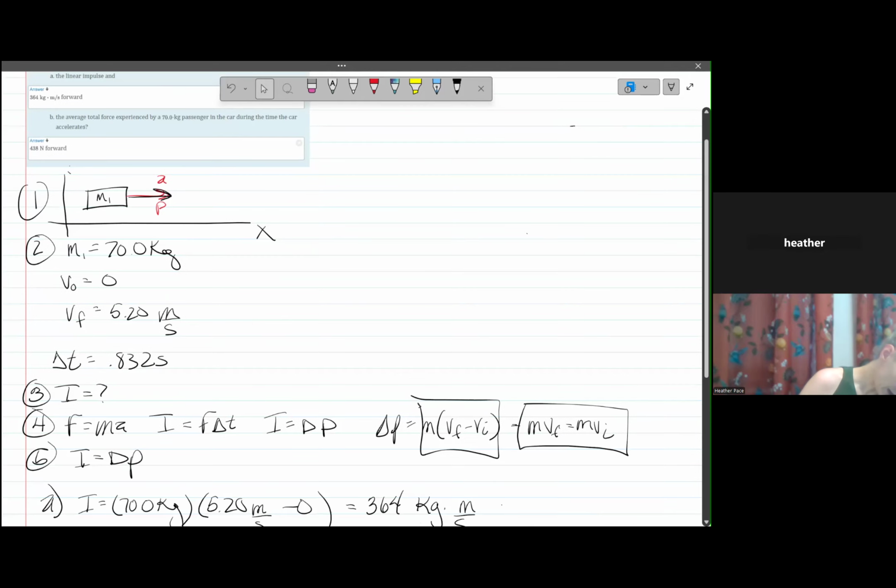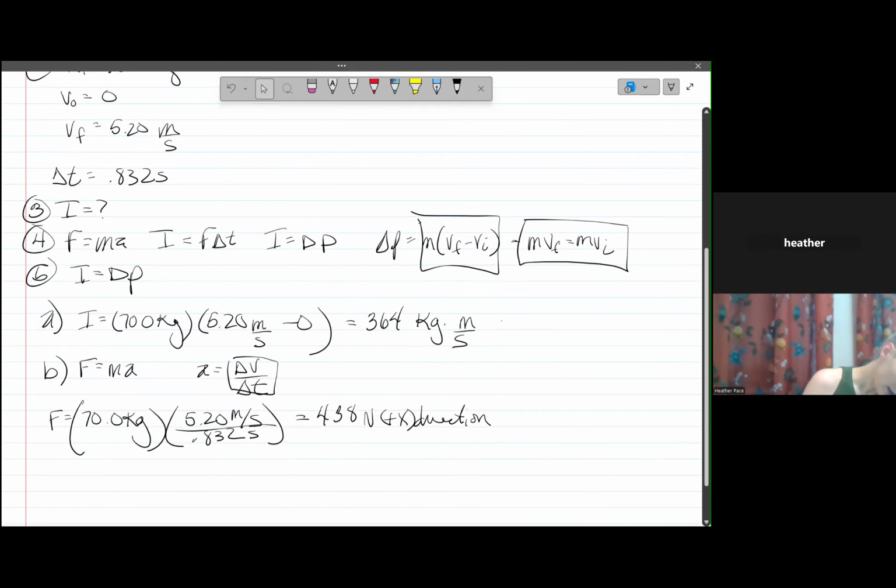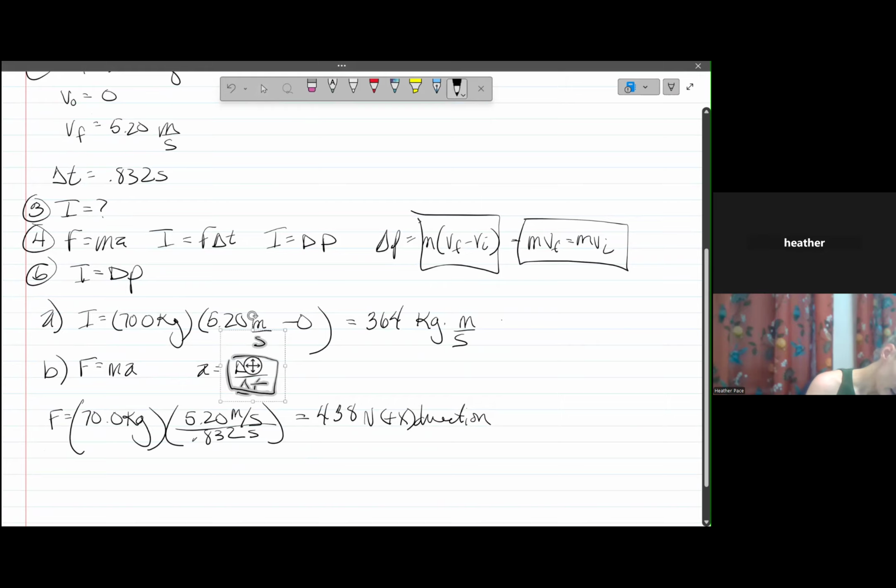Yeah, linear impulse should have been that also, right? It would be kilogram meters per second. It would also be forward. So it would be in the positive x direction.